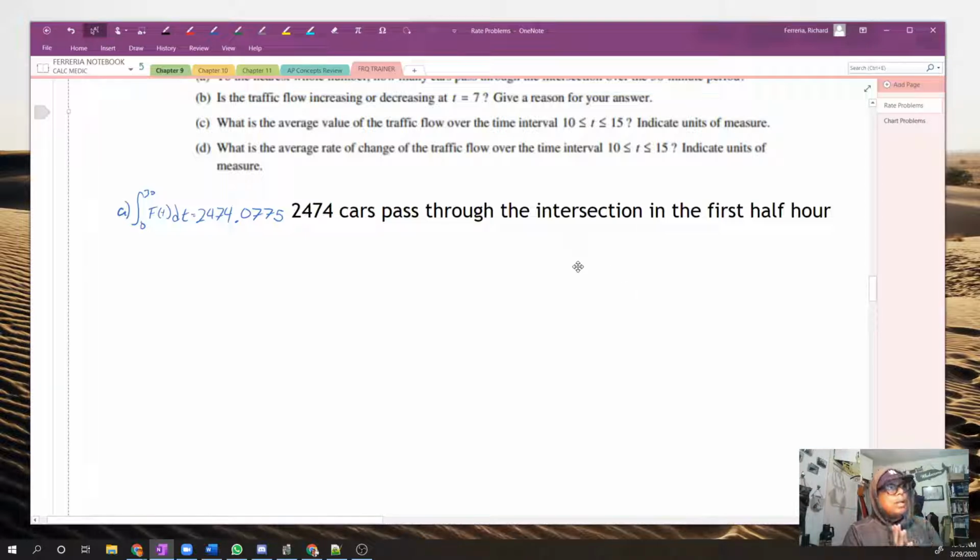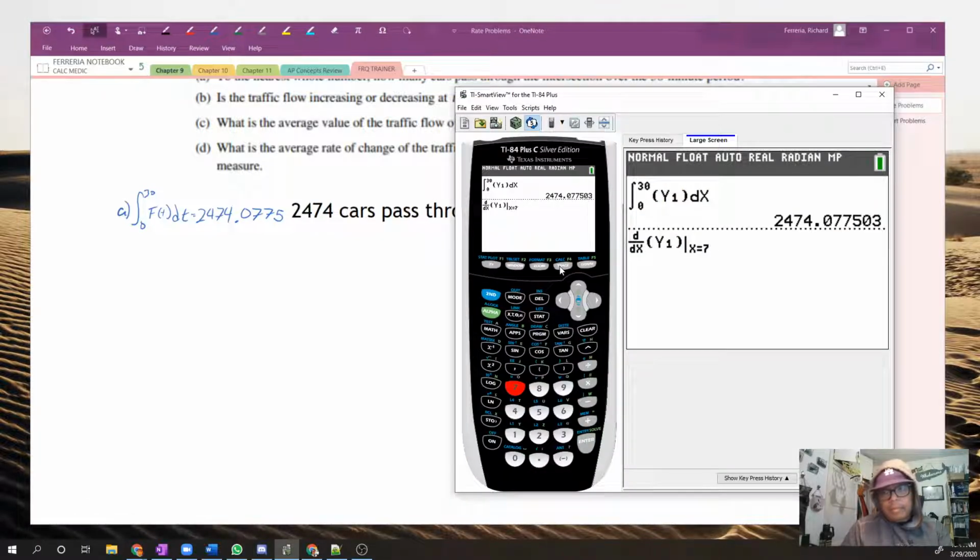Is traffic flow increasing or decreasing? Traffic flow is that function f, so this is asking about f prime. Is that positive or negative at 7? Let's calculate that real quick. Grab your calculator. Okay, got the derivative inside the calculator. Pushing enter, we get negative 1.87291. So that derivative is less than 0, so that says to me that traffic flow is decreasing.